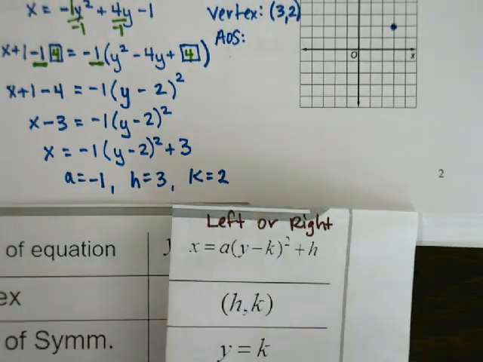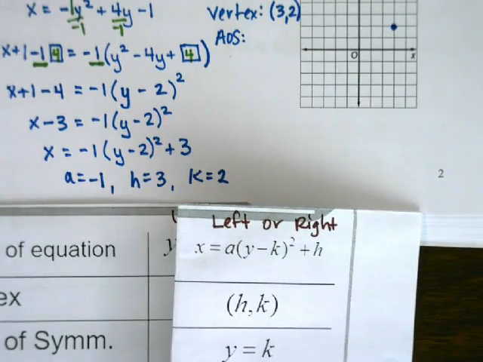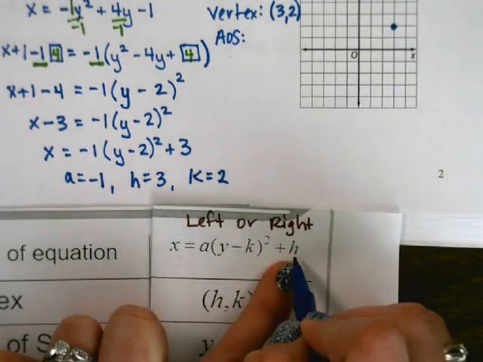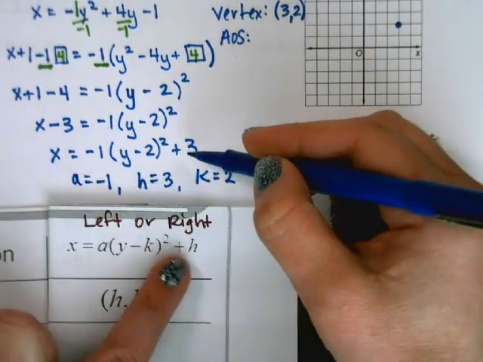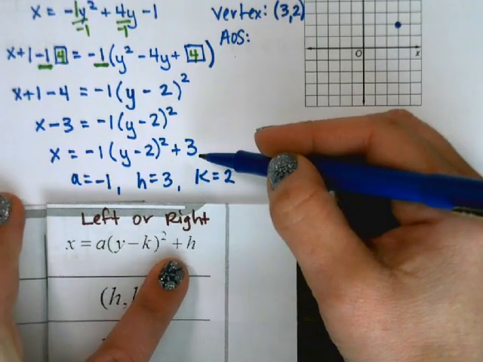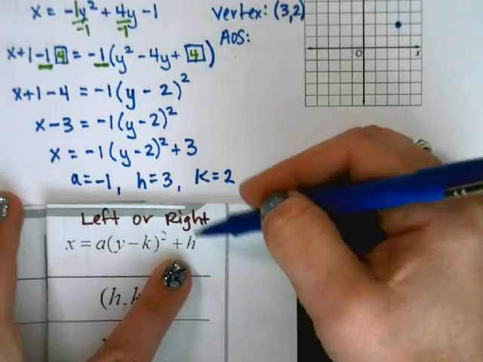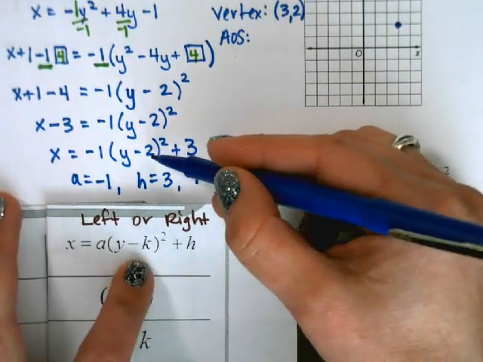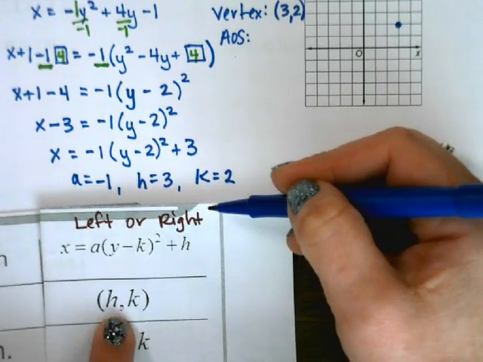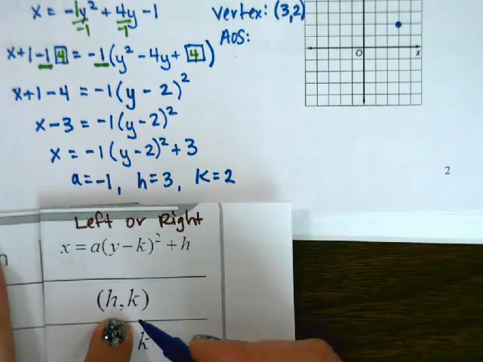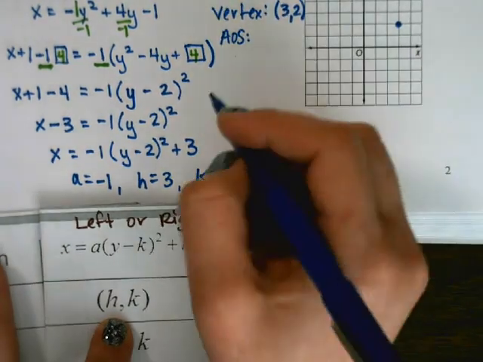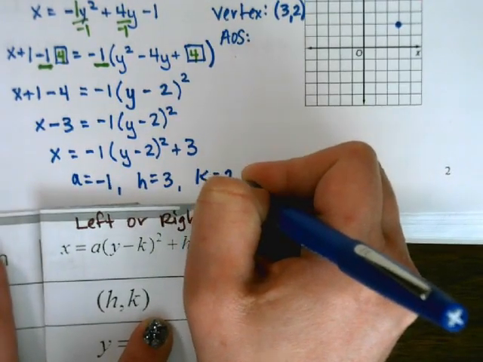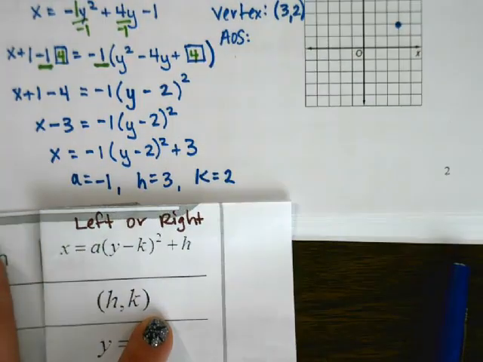Henry, yes. H comes from this guy. So if I look at my formula sheet, H is 3. My K comes from the guy with my Y, so he's 2. But then when we write it, we still write it as H comma K. So think about H as your X coordinate and K as your Y coordinate. Does that help, Henry?